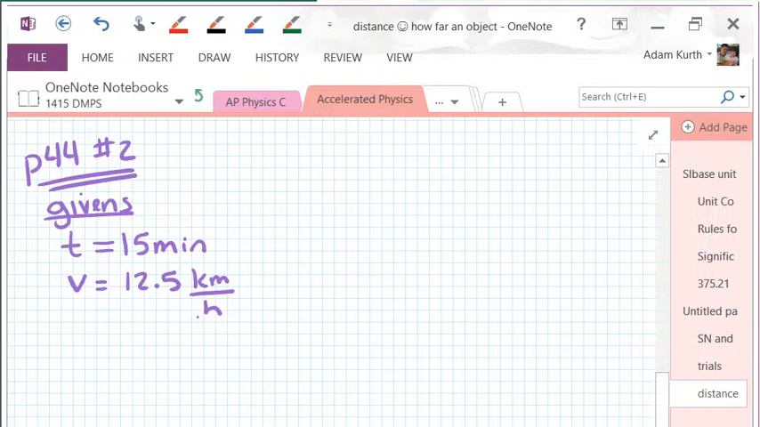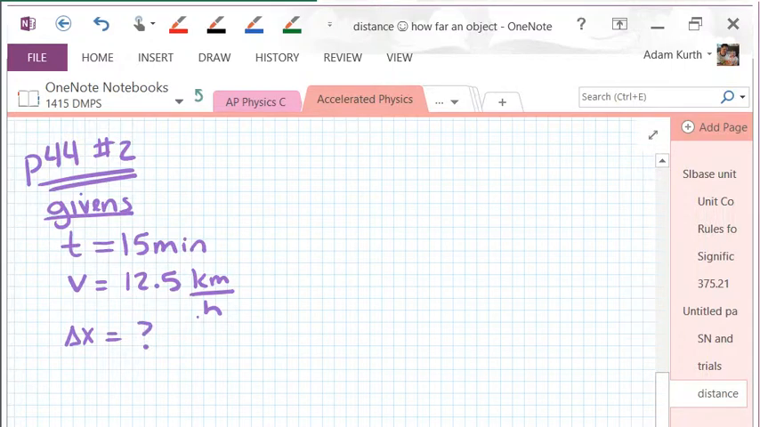Are we okay? Yeah. And then in the list of givens, I'm also going to put the thing I don't know. So what is the thing that I'm looking for or that I'm trying to find? Distance. The distance. And I'm going to write the distance as delta x.